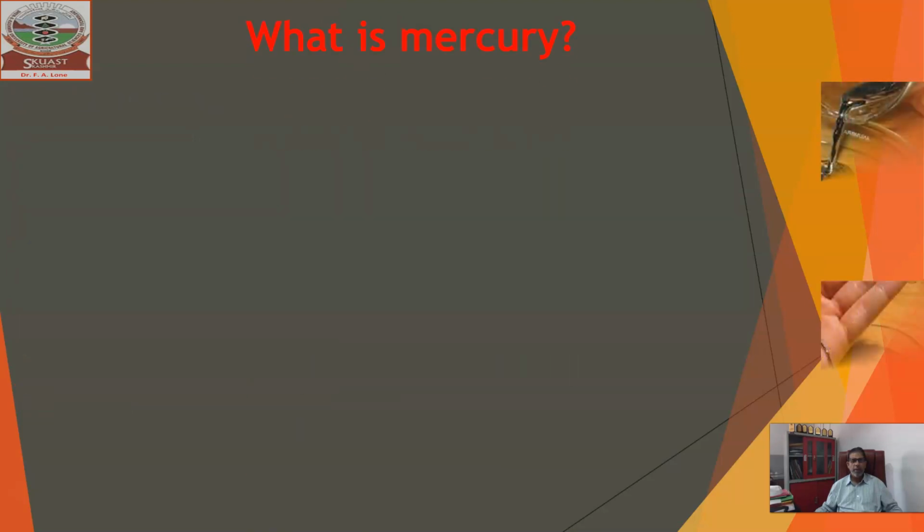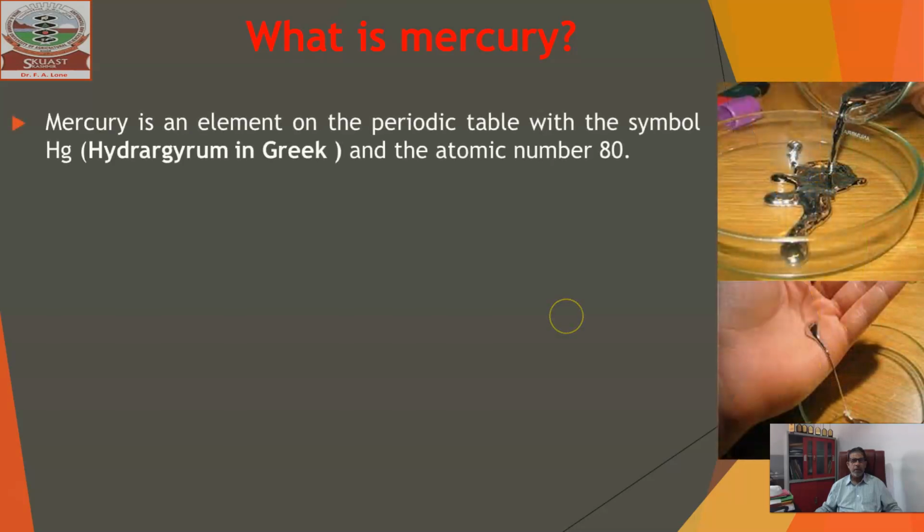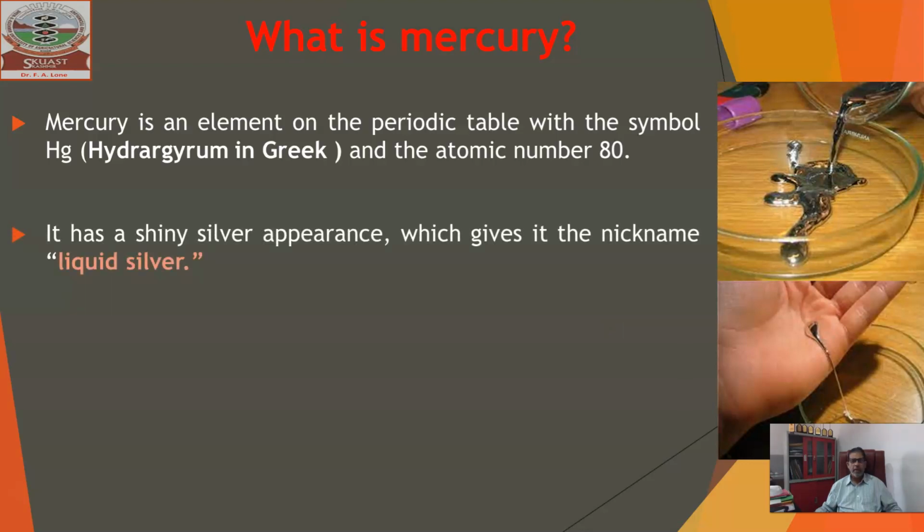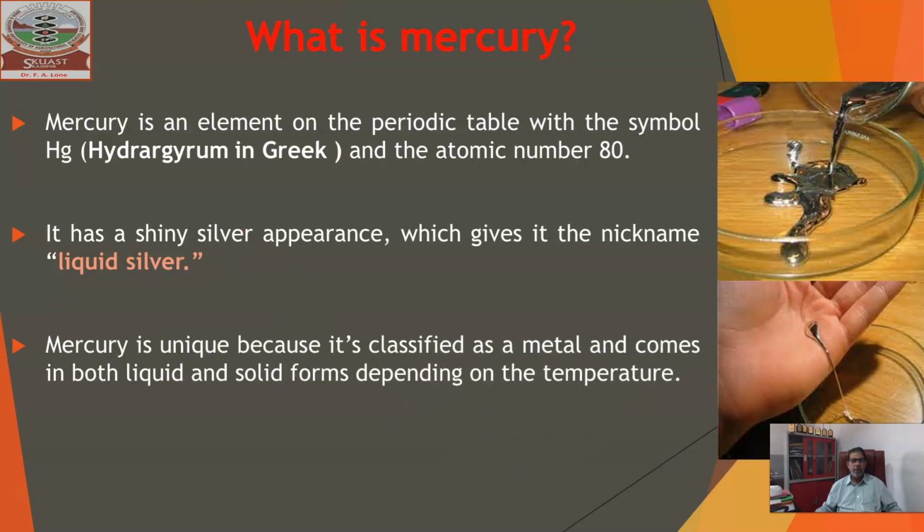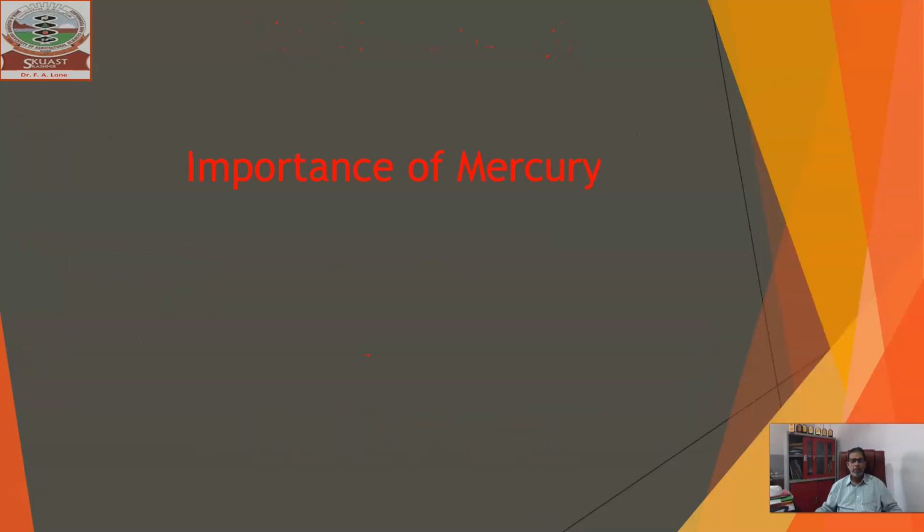As far as mercury is concerned, mercury is an element on the periodic table with symbol Hg, from hydrargyrum in Greek, and the atomic number of mercury is 80. It has a shiny silver appearance, which gives it the nickname liquid silver. It is unique because it is classified as a metal and comes in both liquid and solid forms depending on the temperature.